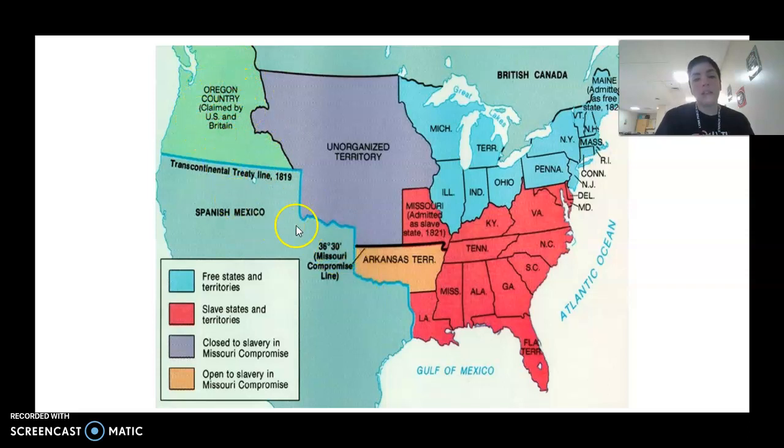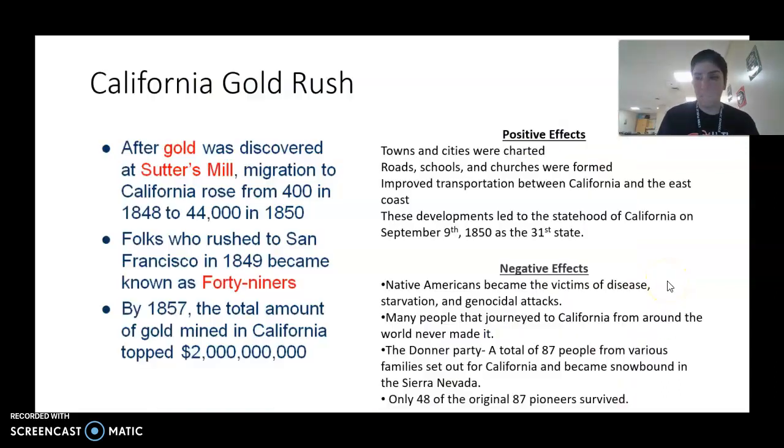All of this land here, this starts to become a big issue because people want to start expanding slavery into those states. But in the North, they don't want these states to become slave states. So because we're gaining land and because people are getting concerned about slaves, this issue really starts to come up.